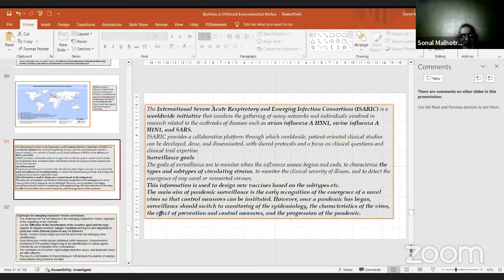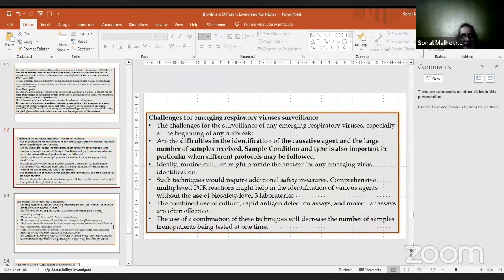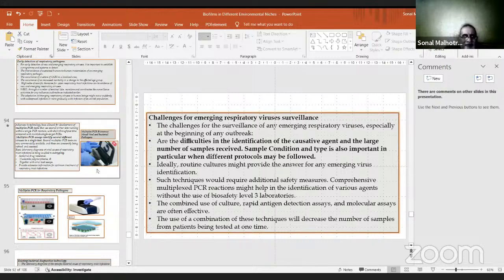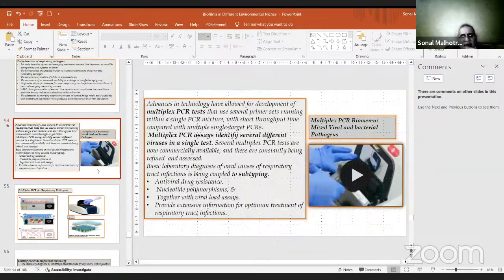There is also the International Severe Acute Respiratory and Emerging Infection Consortium, or ISARIC. This is a worldwide initiative. It covers different bacteria and different viral components, so it has an even broader scope than the other one. Then there are challenges: obtaining different viruses, collecting the samples, how good the testing procedures are, and things like that. I pulled these slides from my HAI course.